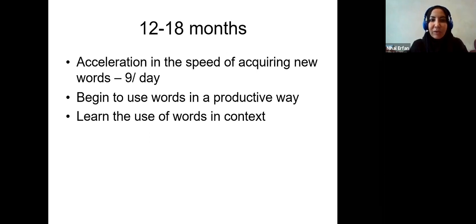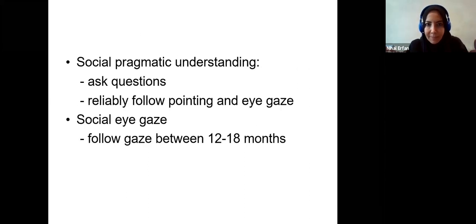So from a year to a year and a half, you have a rapid acceleration of acquiring new words. They're saying like 9 per day. So you can imagine, at that age, they're like a sponge, right? But usually parents may not pay attention to how much kids can learn because they're so tiny. It's just a year old, but they can learn as many as 9 words a day. They start to use words in a productive way. They learn to use words in context, so in a way that they can combine them grammatically appropriately and communicate them appropriately.